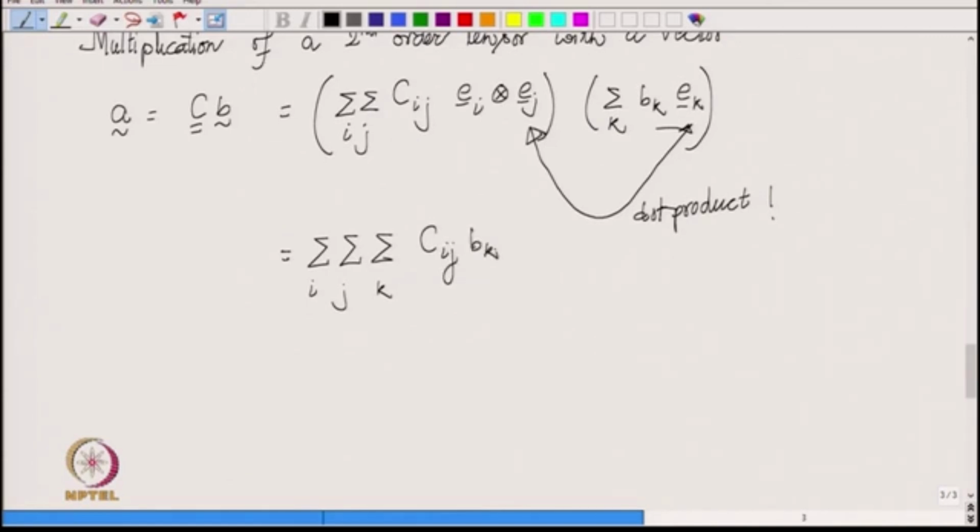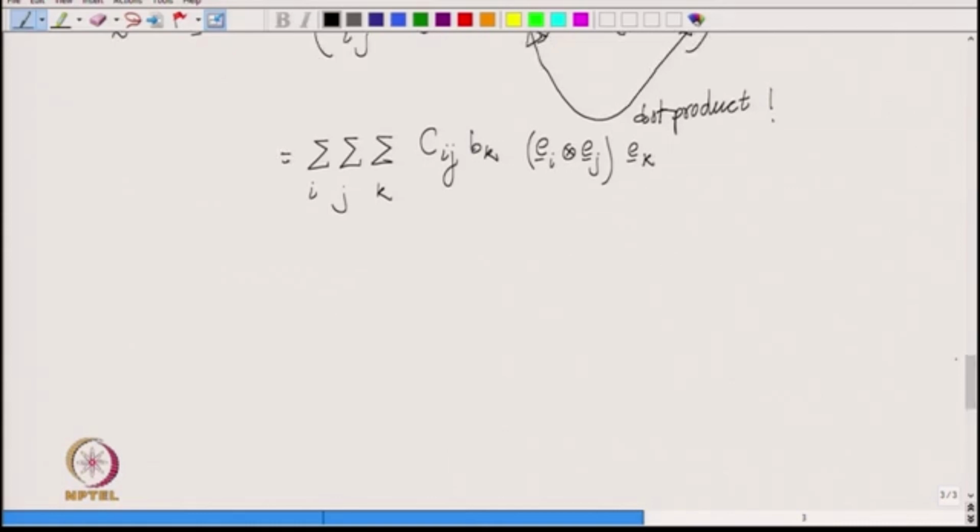So, all the scalar quantities you first write together, and then we have the vector quantities. So, we have e_i tensor product e_j into e_k, and we know we have to take the dot product of e_j and e_k. So, this becomes C_ij B_k e_i of e_j dot e_k, because that is the definition of multiplication.